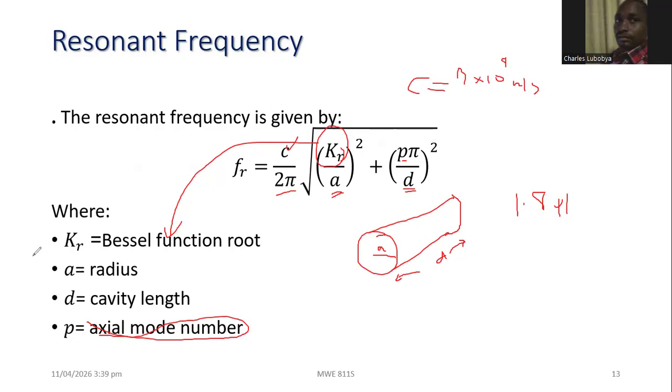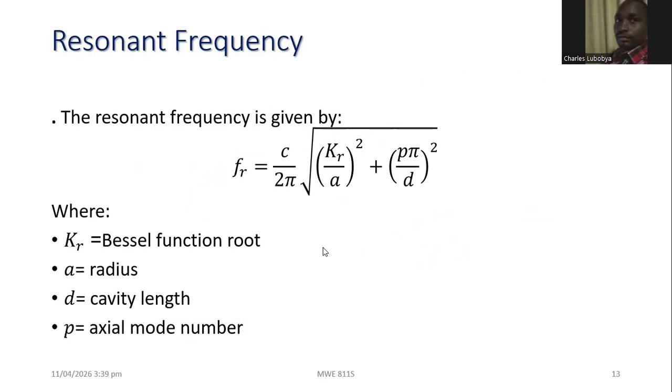So let's do an example having understood the formula for calculating resonant frequency. By the way, for calculating cutoff frequency, how did we calculate cutoff frequency? FC for circular waveguide, the formula still remains the same. I think we should have calculated it using a relationship.